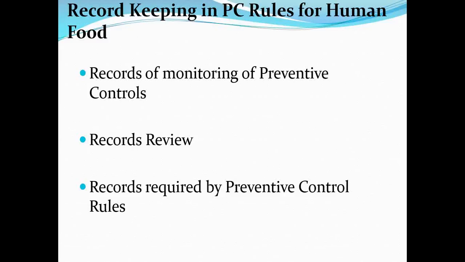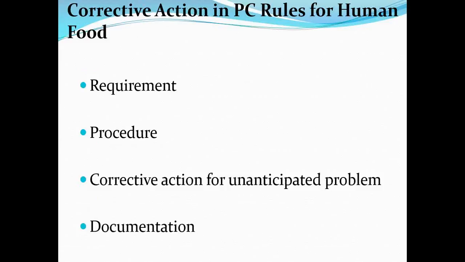What about corrective action? Because this is one of the steps in the 7 principles of HACCP, right? So corrective action. Now, facilities must establish procedures to ensure that if preventive controls are not properly implemented, or if these controls are found to be ineffective, then you need to have a corrective action plan. This will also ensure that you are taking appropriate action to reduce the likelihood of reoccurrence of the implementation failure. Why do you take corrective action? To make sure that such a thing is not going to happen in the future.